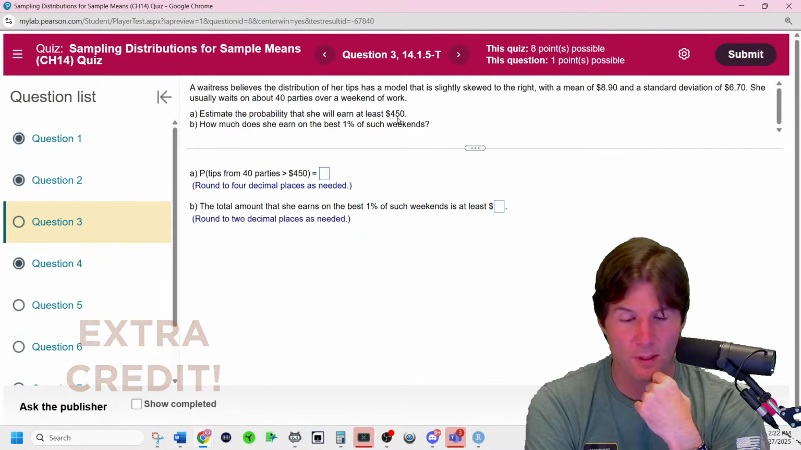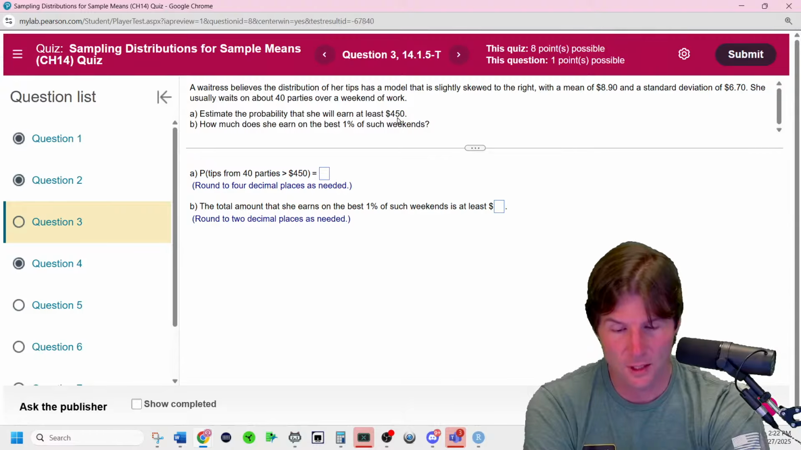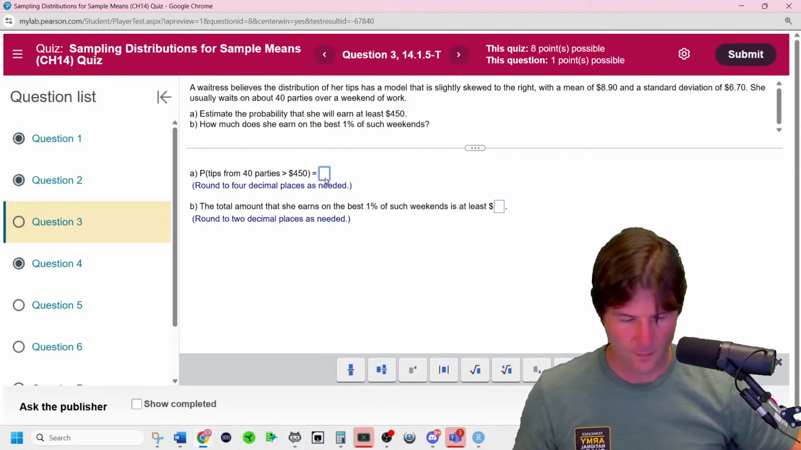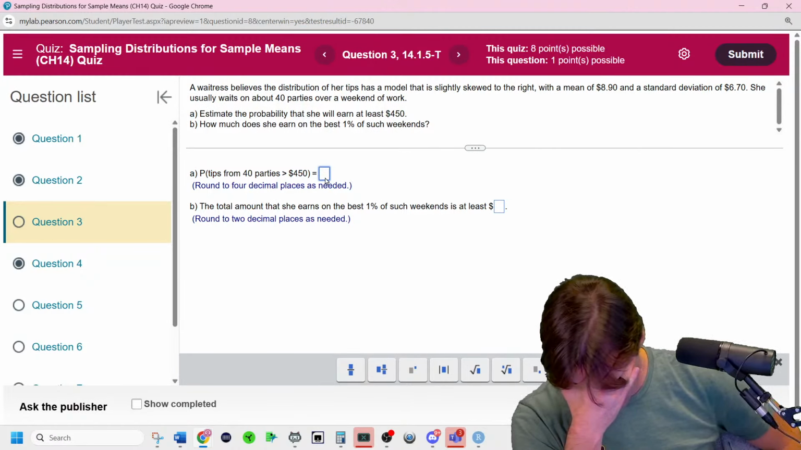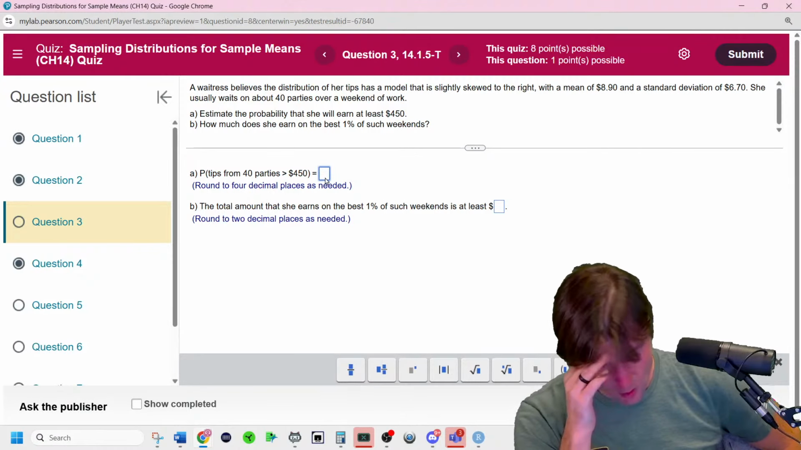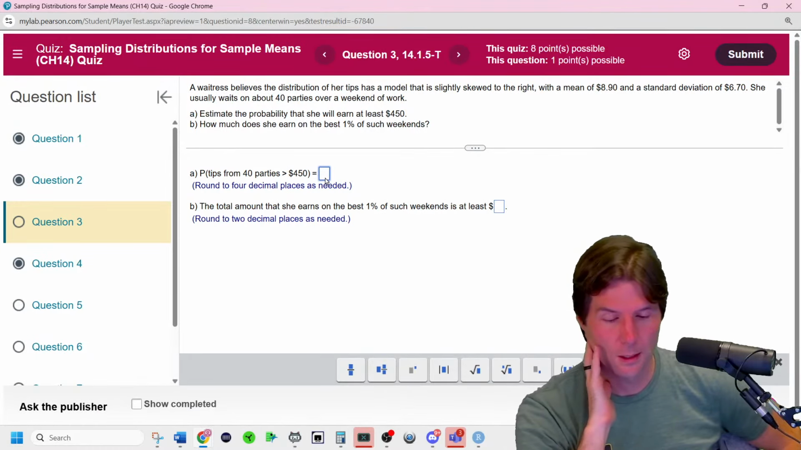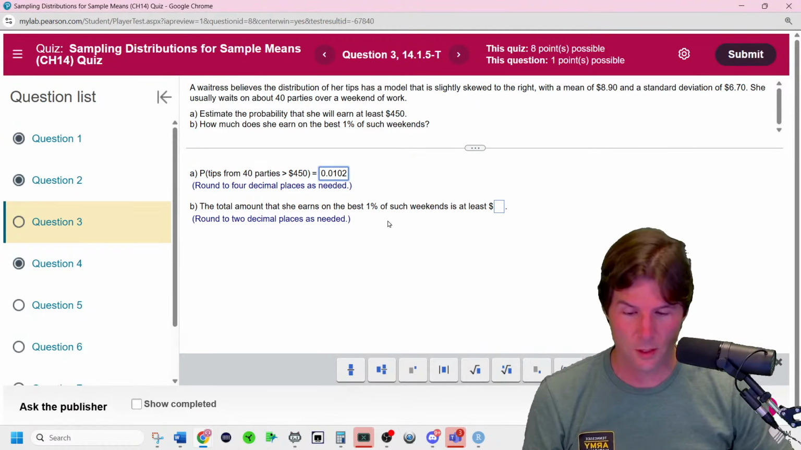I might be able to get the top one. That's going to be $11.25. With $11.25, it's a very low probability. $11.25 is 235 above that. It's probably like a z-score of 2.3. So that's the top 1%. So like this. It's very close to this. Something like that. Total amount she earns on the best 1% of weekends.